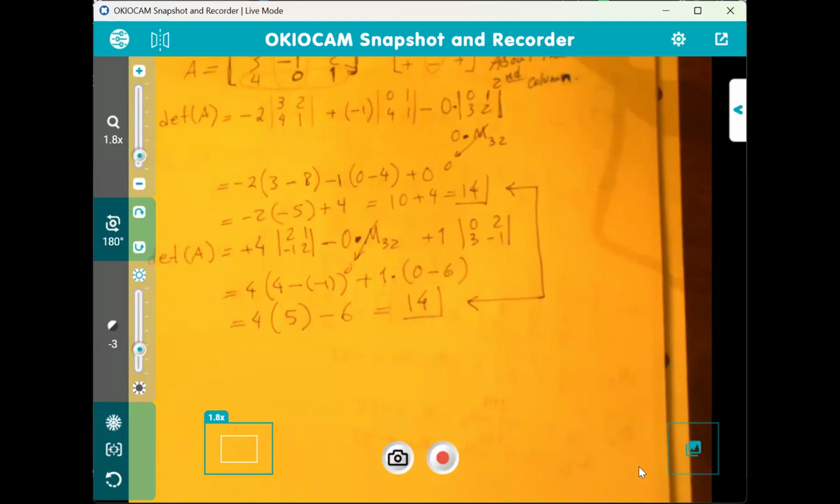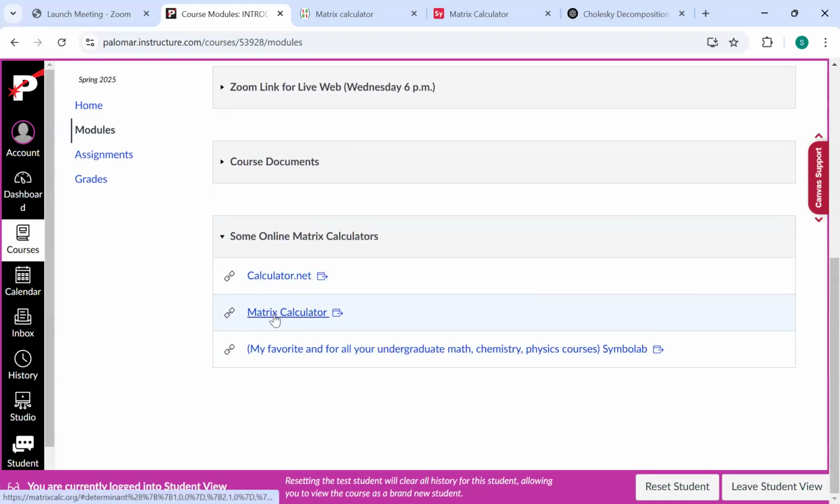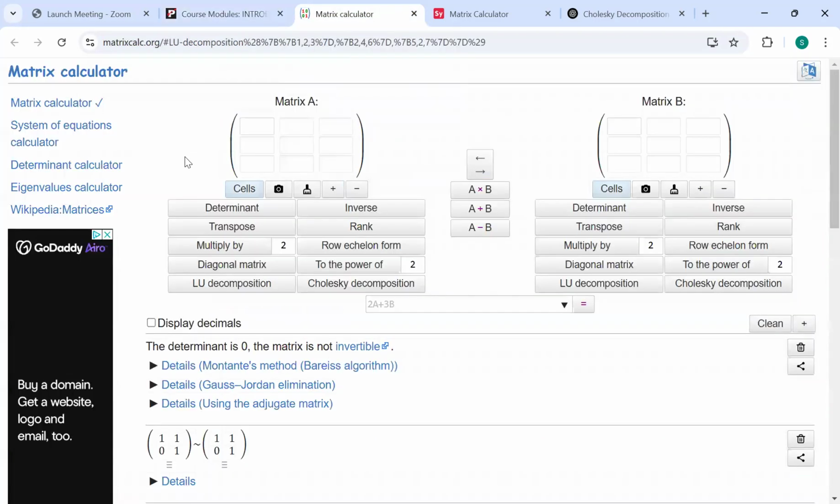Now, again, this is the hard way of doing it. I'm going to switch and let's go to the website. So I'm going to change my share now. If you click on the matrix calculator, or if you already have it up, that's what I'm going to use now. I'm not using Symbol Lab yet. I'm just using this. So I'm going to click on matrix calculator, and hopefully everybody can see that one.